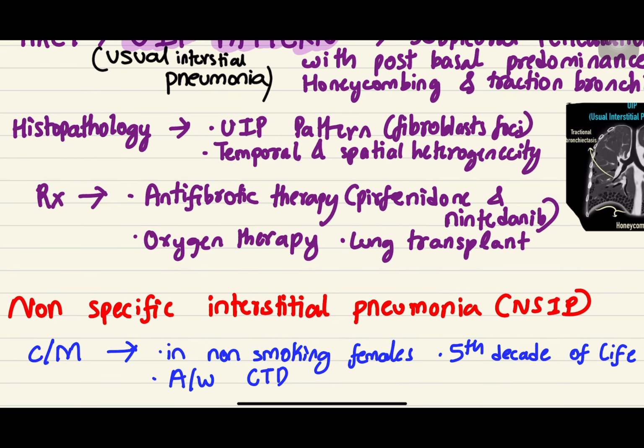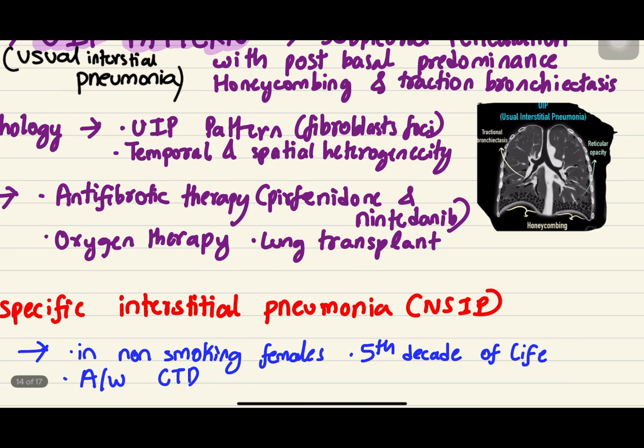Treatment is antifibrotic therapy like pirfenidone and nintedanib to slow it down, and we can give oxygen therapy in severe cases and lung transplant for eligible patients. And one more thing I want to add is that genetic factors like MUC5B gene mutations also increase risk. It's not all about the environment.